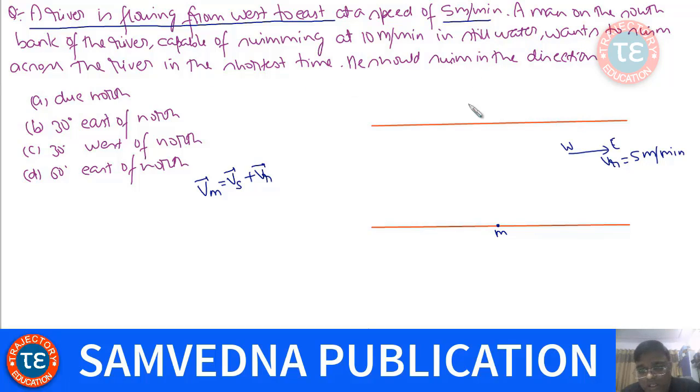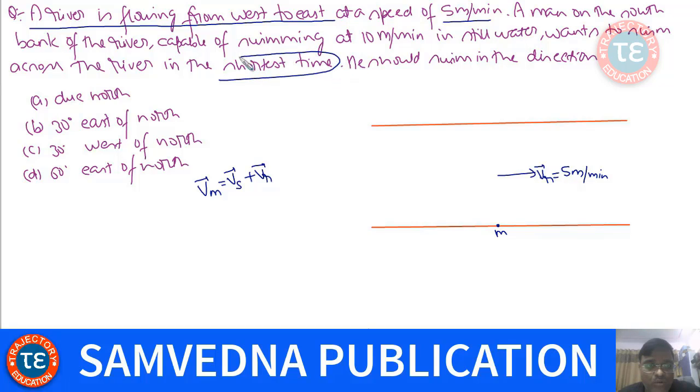He wants to swim across the river in the shortest time. See, wherever the man is, he is going to inherit the velocity of the stream, VR, which is 5 meter per minute. He is going to inherit this velocity. Now see, the condition is I want him to cross the river in the shortest time.